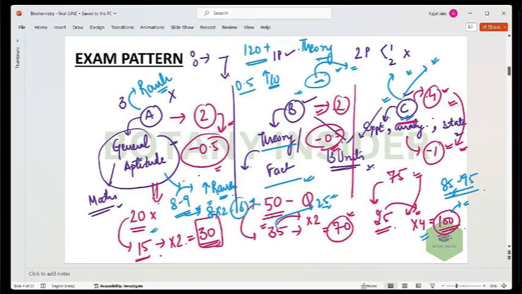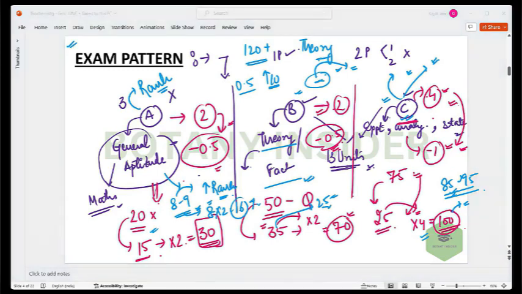And those of you who are attempting the examination for the second or third time, I would suggest you pinpoint your mistakes from the previous attempt and not repeat them via the classes that you have taken up. Okay, so this is about the exam pattern.